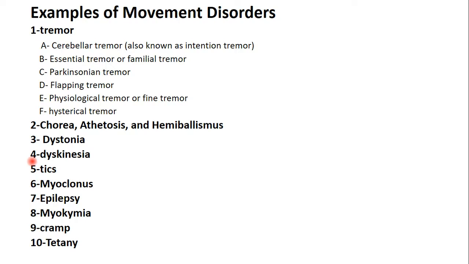The commonest movement disorder is a tremor. The types of tremor: we have cerebellar tremor, also called action tremor or intention tremor, essential tremor or familial tremor, Parkinsonian tremor, flapping tremor or asterixis, physiological tremor or fine tremor, and finally hysterical tremor. The other abnormal movements we could see in our clinical practice are chorea, commonly with athetosis and hemiballismus, so it's a choreoathetoid movement. We have dystonia, dyskinesia, tics, myoclonus, epilepsy and convulsion, myokymia, cramp, and tetany. So those are the examples of movement disorders.